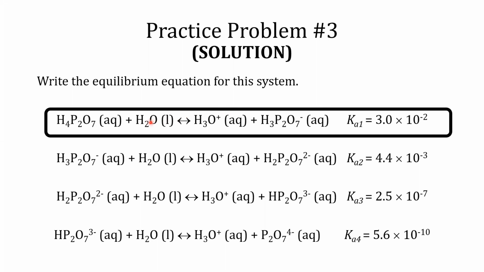The first ionization process is aqueous H4P2O7, or pyrophosphoric acid, in liquid water partially ionizes to produce hydronium and H3P2O7-, or trihydrogen diphosphate ion. Ka1, or the first acid dissociation constant, is 3.0 times 10 to the minus 2.